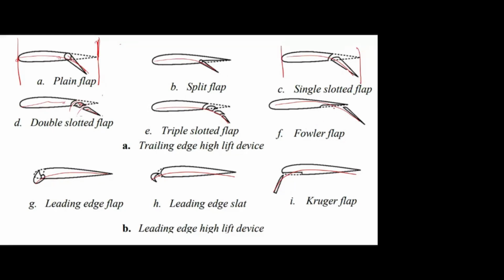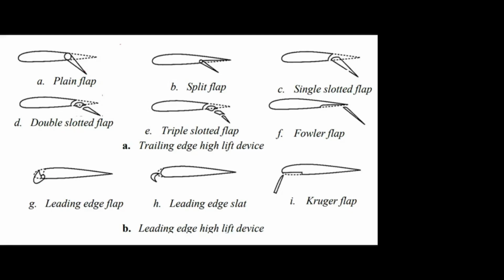Only the Fowler flap, if you take, is extending outside. Only this one increases camber and area. Other than that, generally all the high lift devices increase only the camber, not the area. Is that clear? Should I repeat? Yes. Okay.